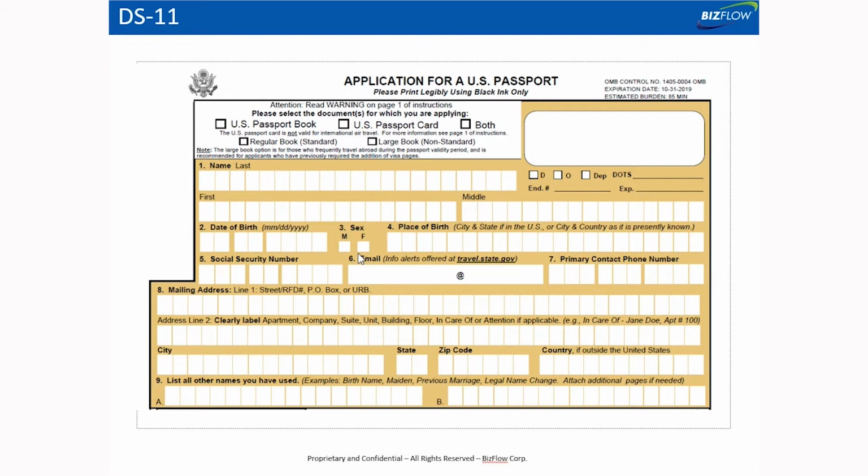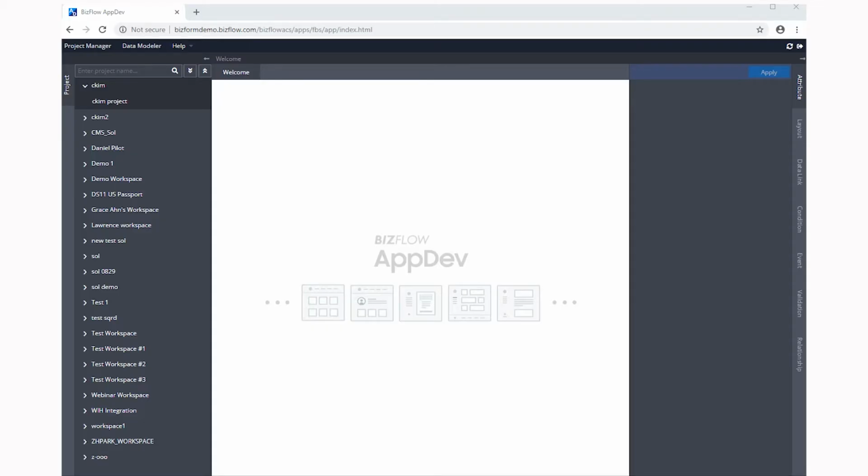In BizFlow AppDev, we call these fields data entities, which we then map to what we call components, for example, a text box or a radio button, to determine the entity's UI. If you'd like to review the DS11 form in more detail, it is available on the travel.state.gov website. Now that we've reviewed the form we want to create, let's get started.